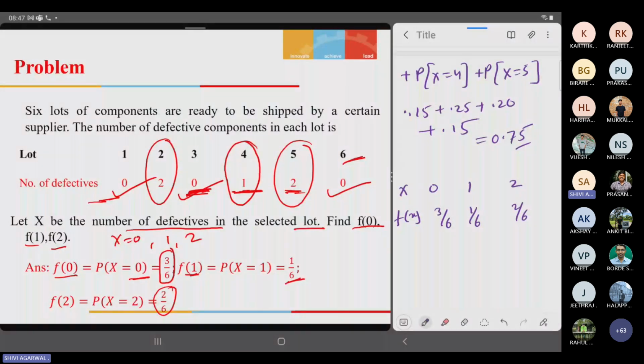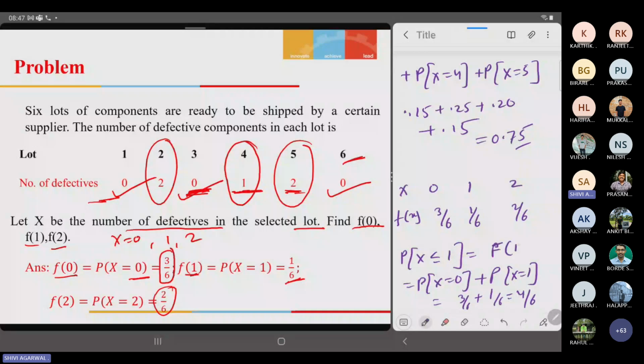And after that, if you know the probability density function, you can calculate any type of probability. So can you tell me the probability when x is less than or equal to 1? That is the probability when x is equal to 0 plus the probability when x is equal to 1, that is 3 by 6 plus 1 by 6, so it is 4 by 6 here. And that is F of 1, the cumulative distribution function at one point. So it is 4 by 6. Okay. Is this question clear to all of you now?